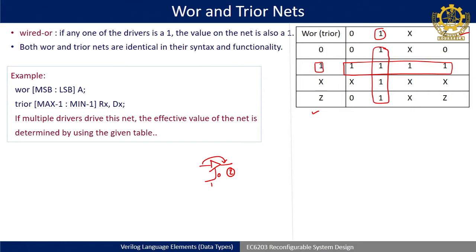We have taken two examples like MSB, LSB, you can say A, and trior also, Rx, Tx using parameterized input values like max and min.